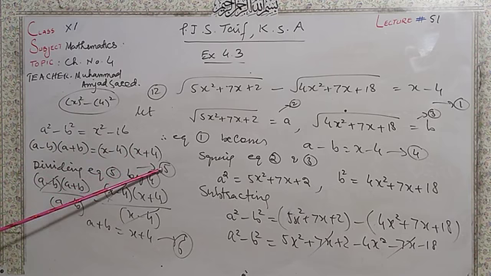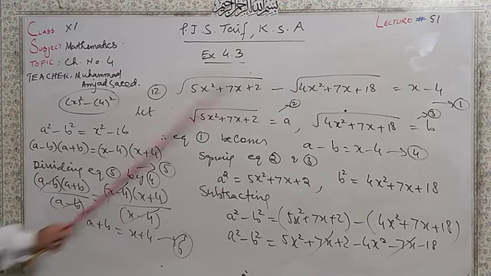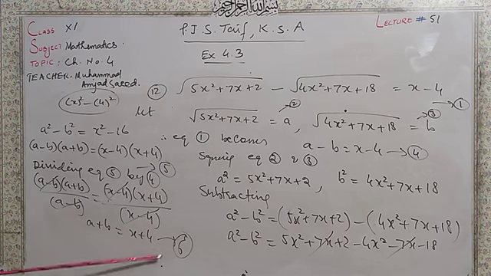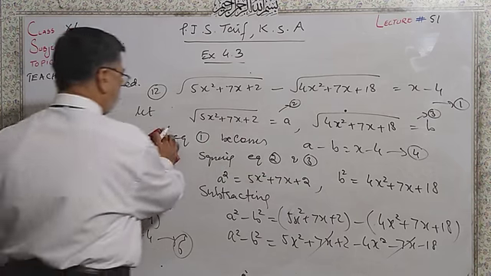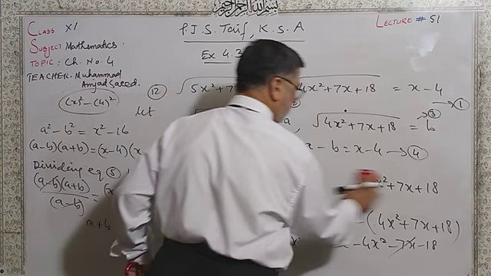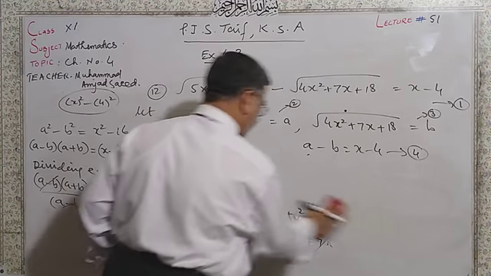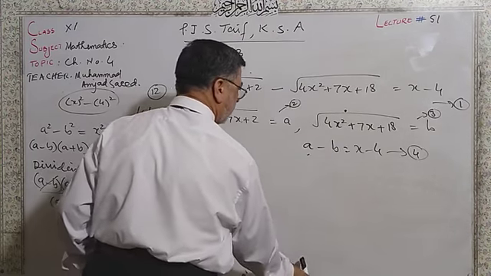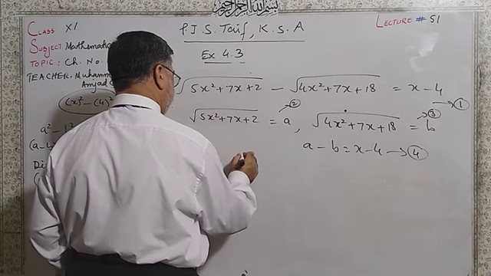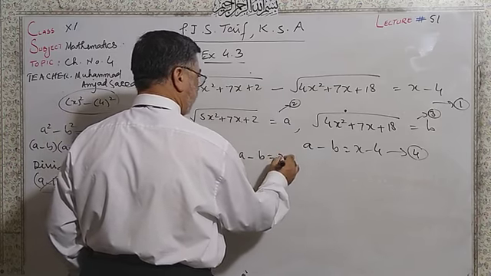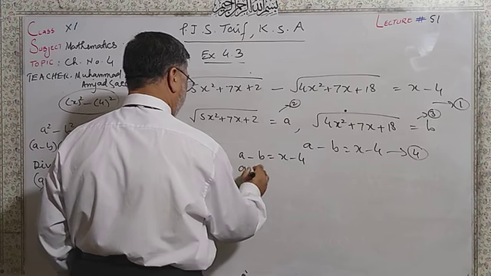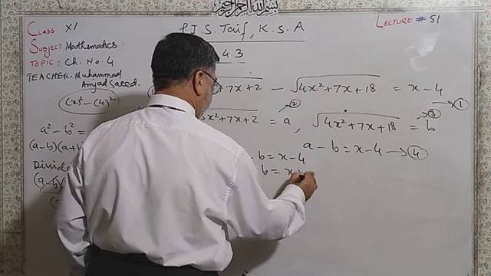Now this is equation number 5. Dividing equation 5 by 4, left divided by left, right divided by right. After cancellation, we got equation number 6. Now we have equations number 6 and 4. We will solve them simultaneously. a minus b is equal to x minus 4. a plus b is equal to x plus 4.